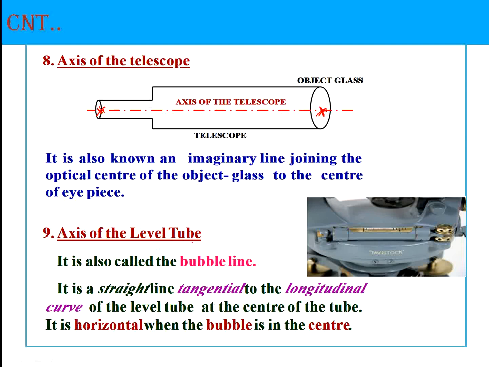And now, the axis of the level tube. You can see the plate level here. So if the bubble is exactly at the center line, we will be able to draw a straight line tangential to the bubble tube. That line is known as the axis of the level tube, and it will be horizontal if our leveling operation is correct, or if the bubble is exactly at the center, this line will be perfectly horizontal. The axis of the level tube is also termed as the bubble line.